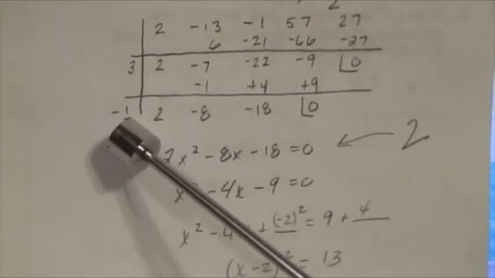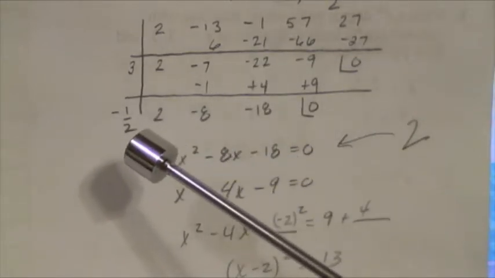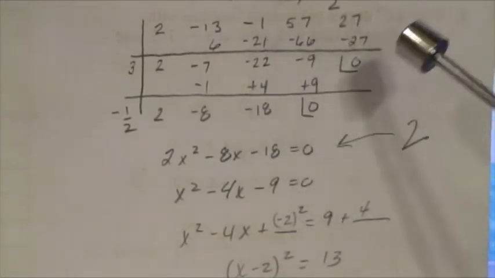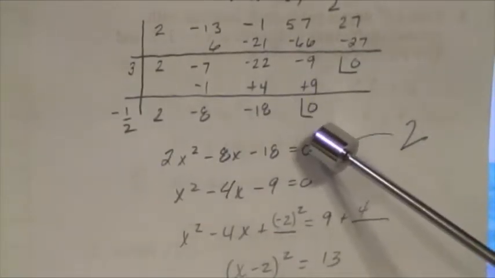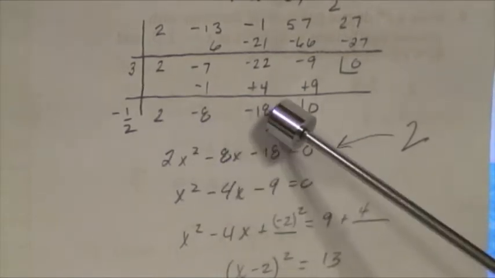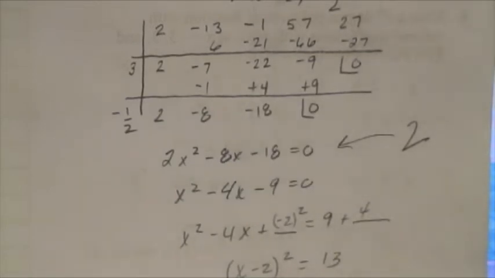Bring down the 2, -1/2 times 2 is -1, minus 7 is -8. -1/2 times -8 is +4, minus 22 is -18, times the -1/2 is +9, which is 0. 2x squared minus 8x minus 18. I notice that everything is divisible by 2, so I divided out the 2 here.